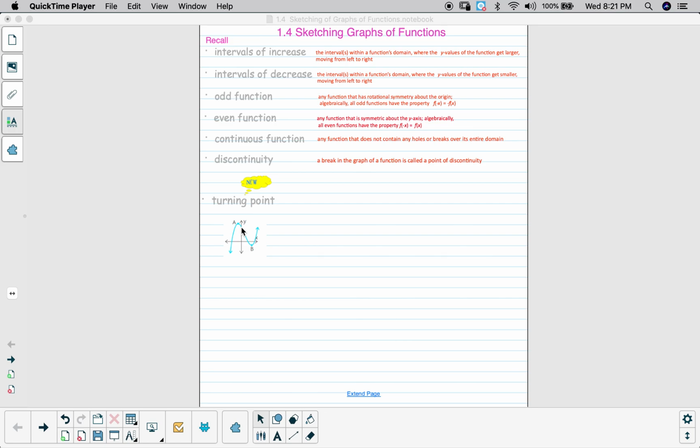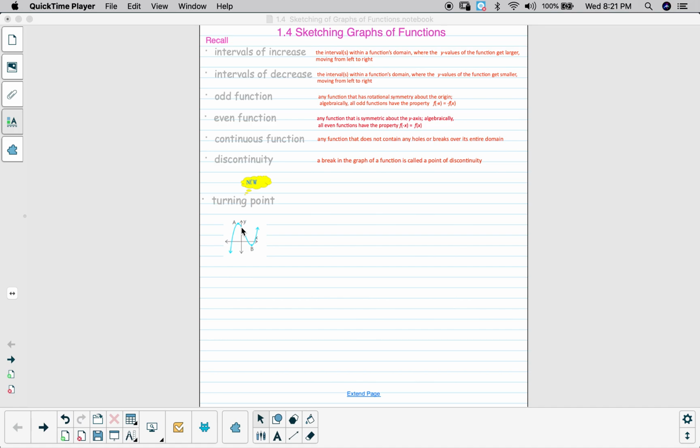We're going to look at lesson 1.4, which has to do with sketching of graphs of functions. Before we start the lesson, we're going to recap and recall some of the terminology we've learned. Intervals of increase are intervals within a function's domain where the y values of the function get larger when you move from left to right. Intervals of decrease are the intervals within a function's domain where the y values of the function get smaller as you move from left to right.